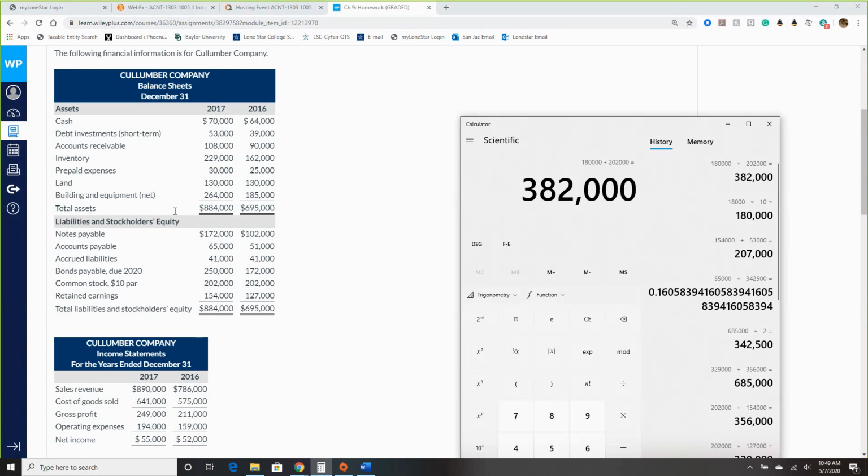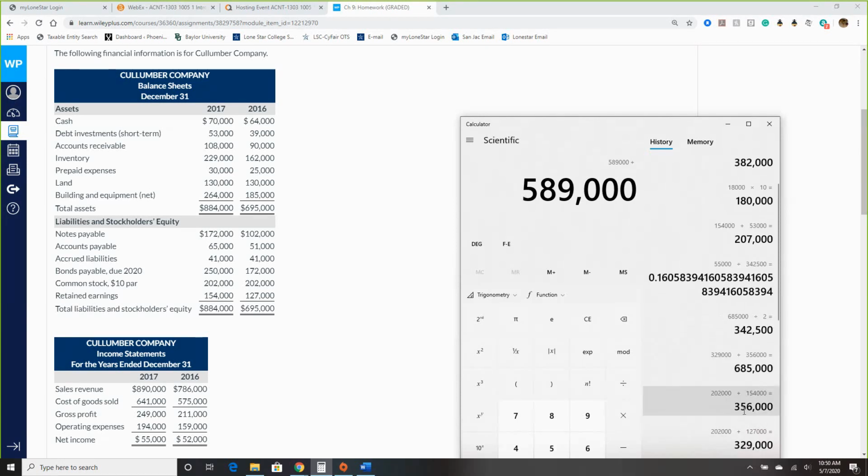Because the retained earnings are kind of off. What were the dividends declared in 17? 16, 382, 7. Okay, so that's 589,000. Now we're finding our average, which was in 17, 356.